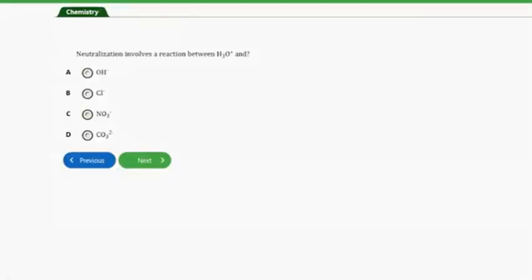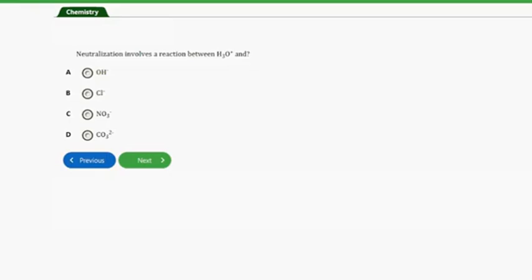So let's consider the next question, guys. That's question number 5. The question says neutralization involves a reaction between hydronium ion and A, hydroxyl ion, B, chloride ion, C, nitrate ion, and D, carbonate ion. So guys, the answer to this question is option A, and that's hydroxyl ion.